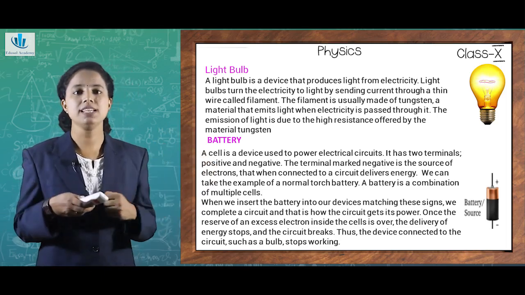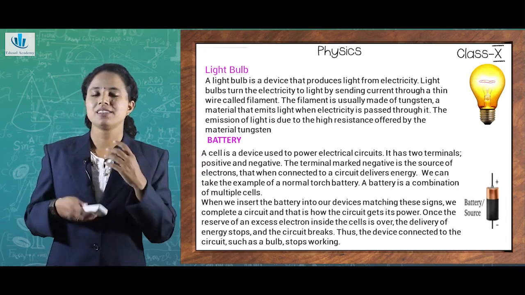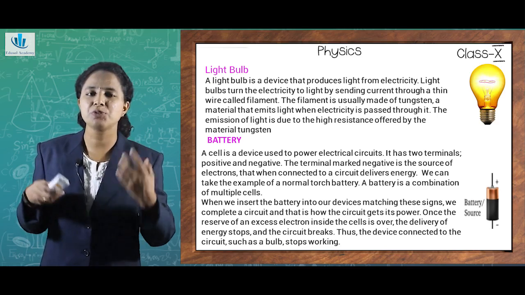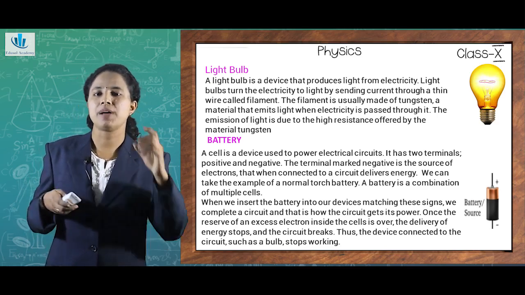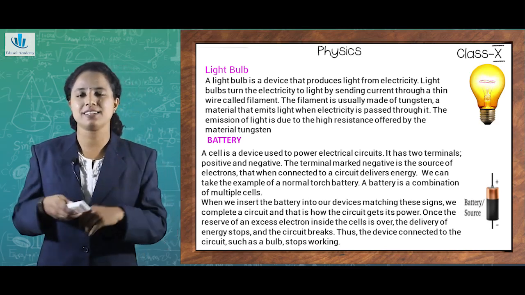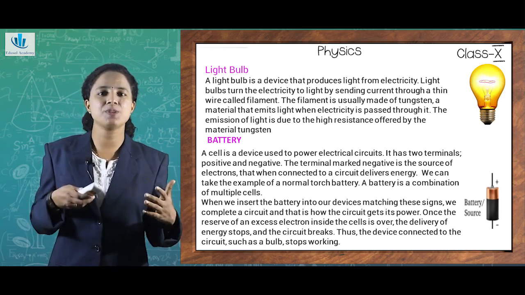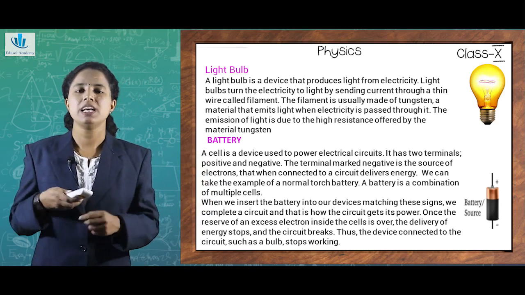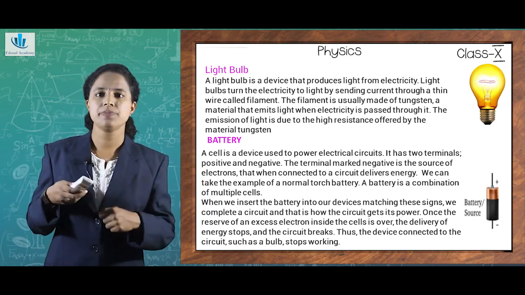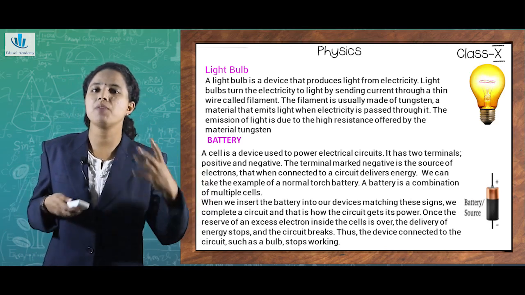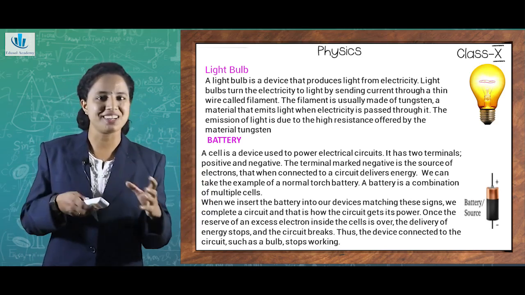Another important component is our battery. Sometimes you may have played with batteries or opened one to see what is inside. What could you see? You could see that a battery consists of a group of cells. So what do you mean by cell? We have already found out that a cell contributes to potential difference, isn't it? So a cell is a device used to power electrical circuits. It provides the power for electrical circuits to work, isn't it?